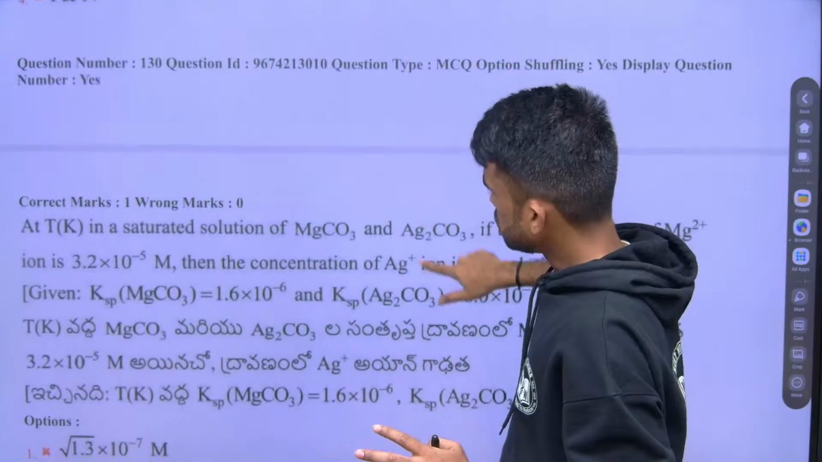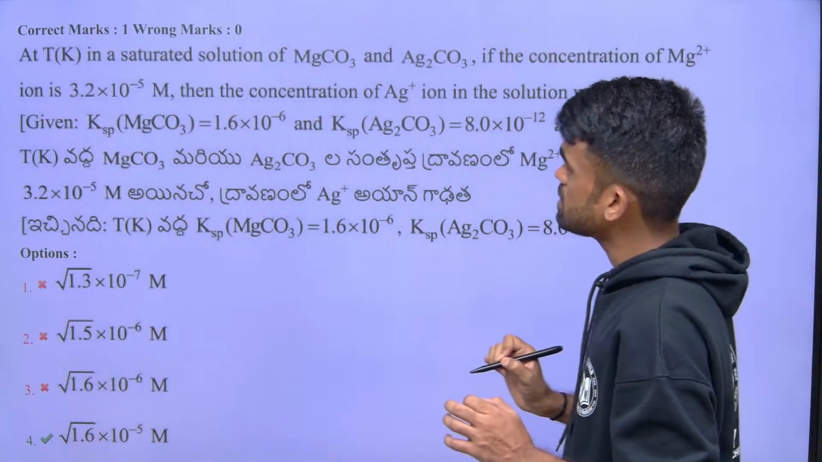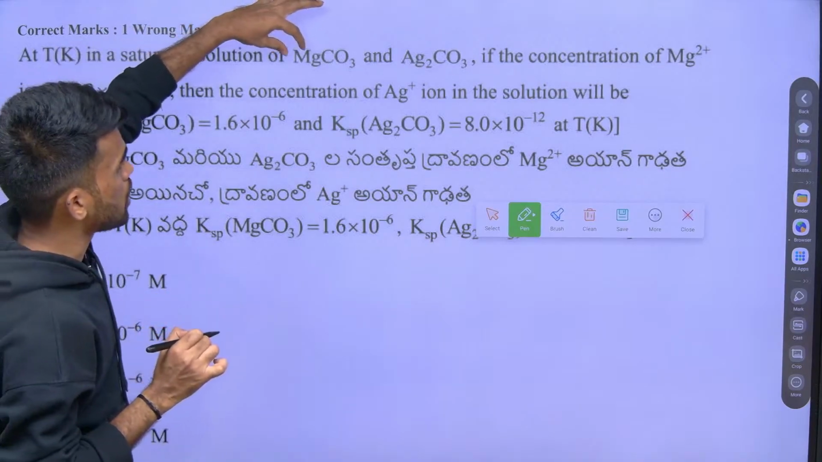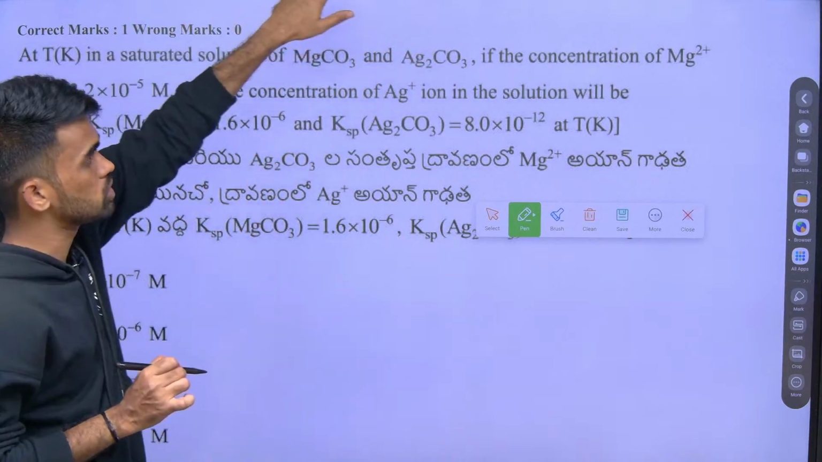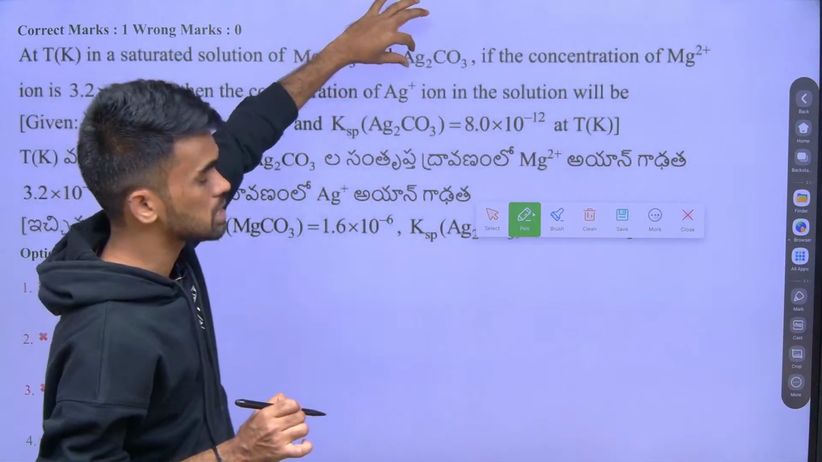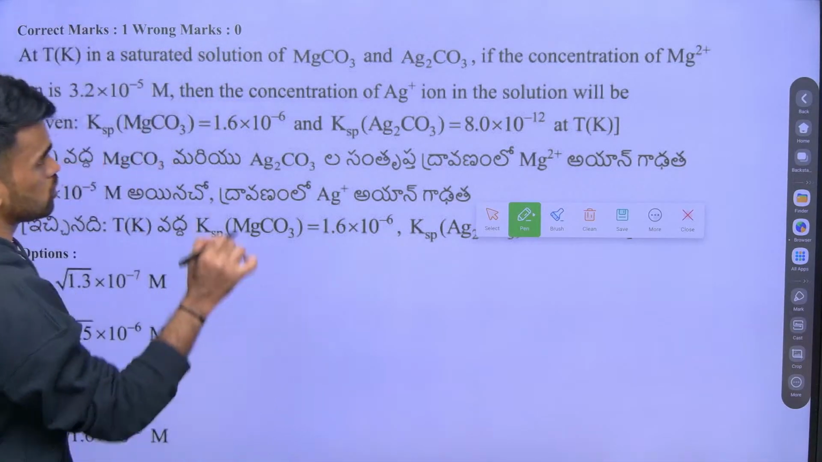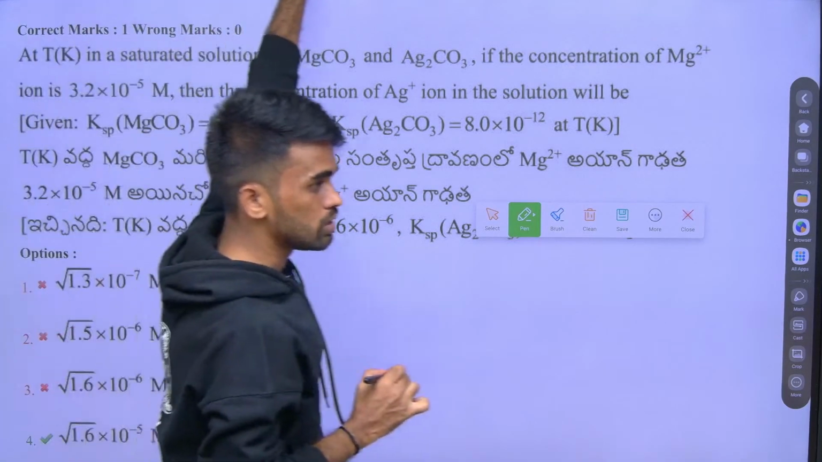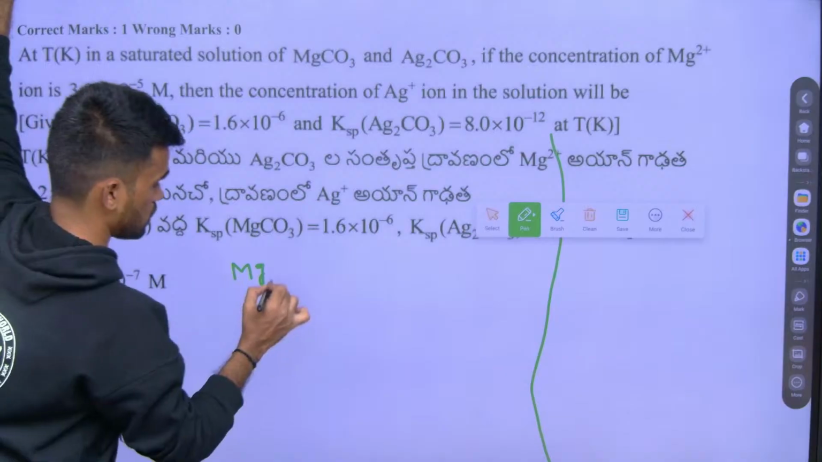Next, this is again interesting. This question is based on simultaneous solubility. What is that? Let us see. Magnesium carbonate and silver carbonate are given, a saturated solution of these two. If the concentration of Mg2+ is given, then they are asking for the concentration of Ag+. The Ksp of both salts is given, so we need to find the Ag+ concentration. Very easy, look into my explanation, that will be more useful. I think this pen color is visible, right? If there are any difficulties, you can write in the comment box.